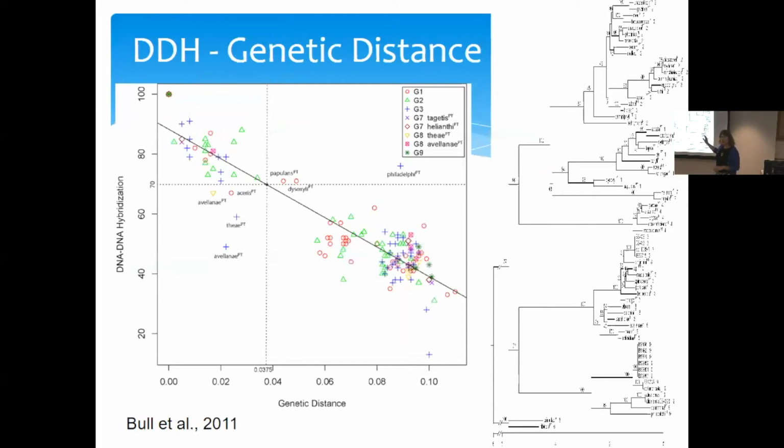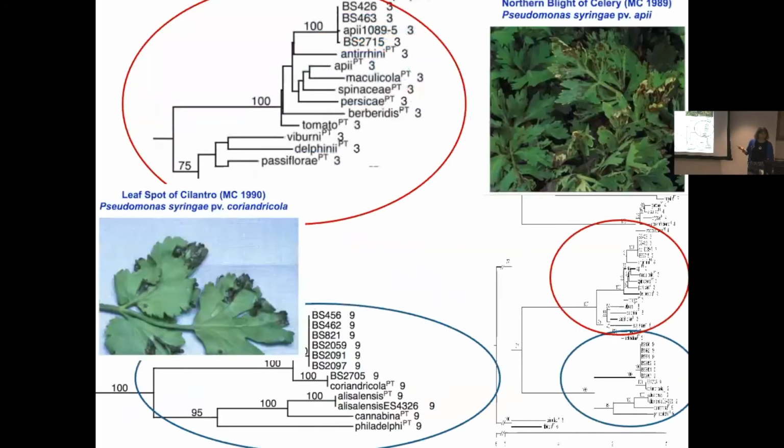So using multilocus sequence analysis, you don't need to use DNA hybridization. And in fact, if you look in the literature, almost all of the plant pathology literature now will have multilocus sequence analysis instead of, or in addition to, DNA hybridization for taxonomy. Okay, and it's a really good system depending upon which genes you use.